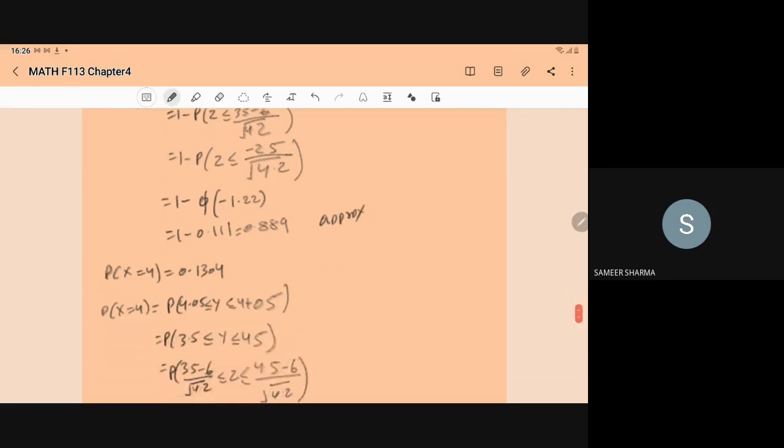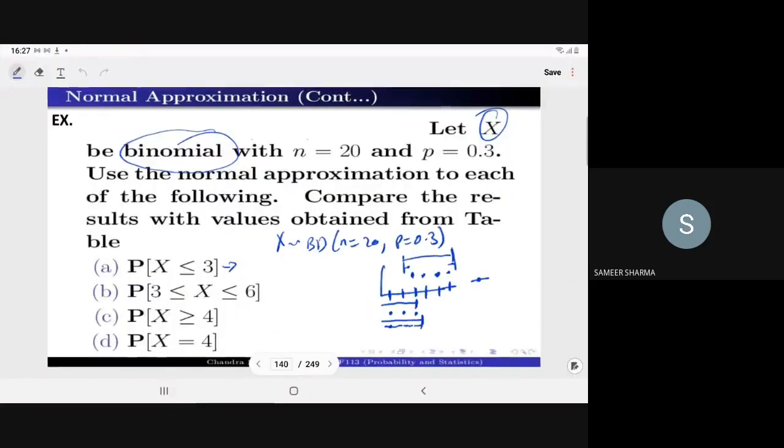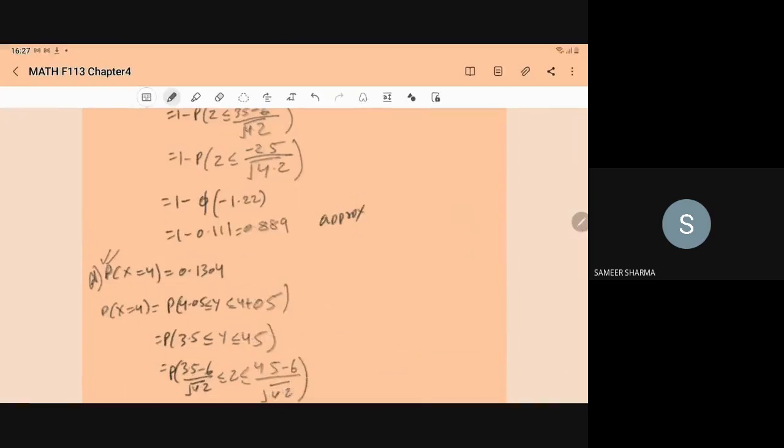Now this is a very good thing, that in the D part you have to compute the probability of x equal to 4. You know how we can compute the probability of x equal to 4? It is F of 4 minus F of 3. So it will come 0.1304. So point probability for the discrete you can compute easily, but point probability for the continuous is 0.